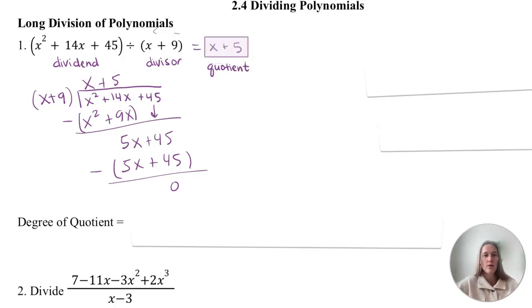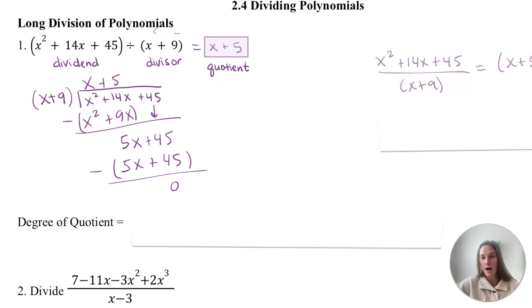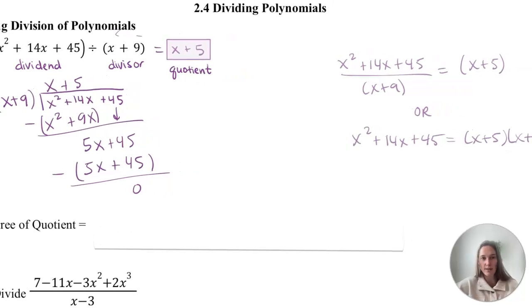quotient. Now there's always a couple ways you can think about division and ways to rearrange this problem. One way is to write it as a fraction like that. The other way is to say, okay, whatever I divided out, I can check my work by saying my answer times what I divided out equals the dividend, all right? And so if you were to FOIL x plus 5 and x plus 9 out, you would get our dividend there.